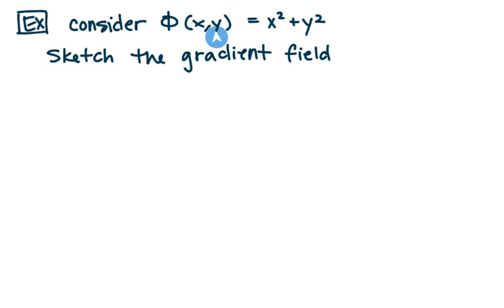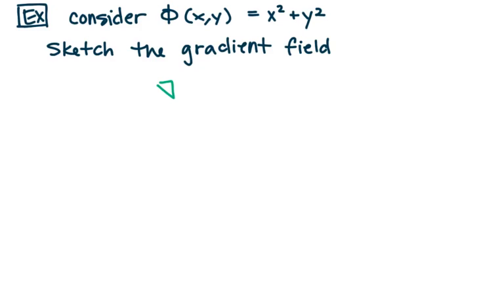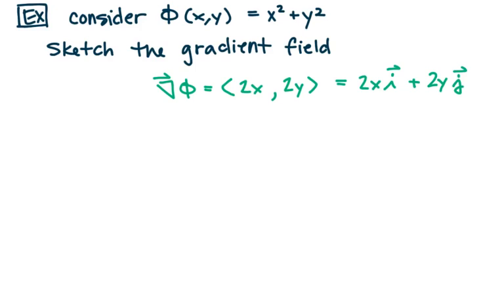Consider we're given the function phi of x, y equals x squared plus y squared. We're asked to sketch the gradient field. First of all, what is the shape of this function? It's a circular or elliptical paraboloid. Finding the gradient field for phi, the partial with respect to x is 2x, the partial with respect to y is 2y, or 2x i, 2y j, whichever notation you prefer.